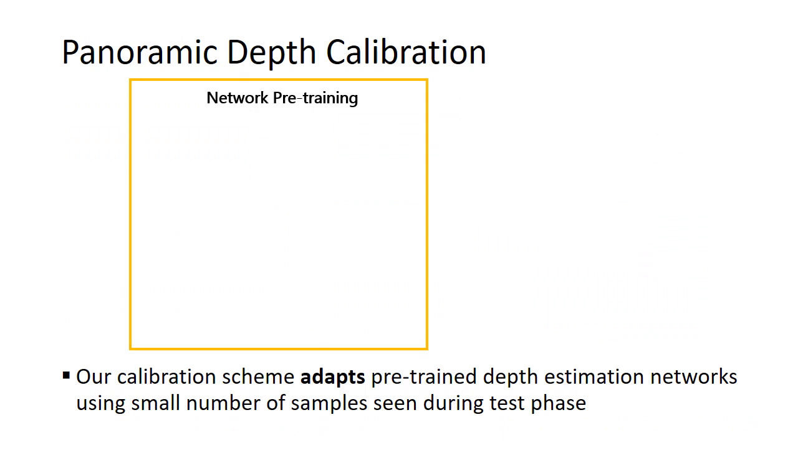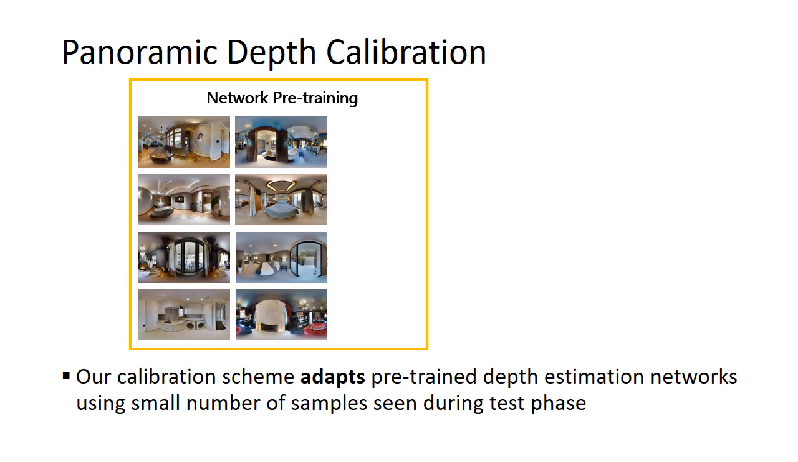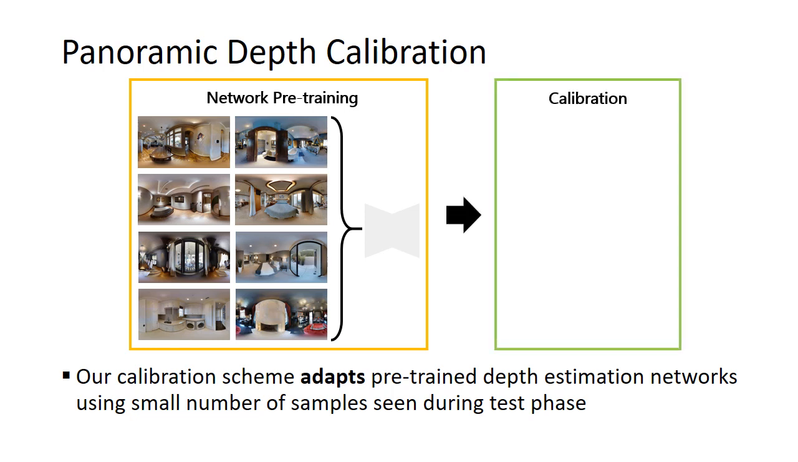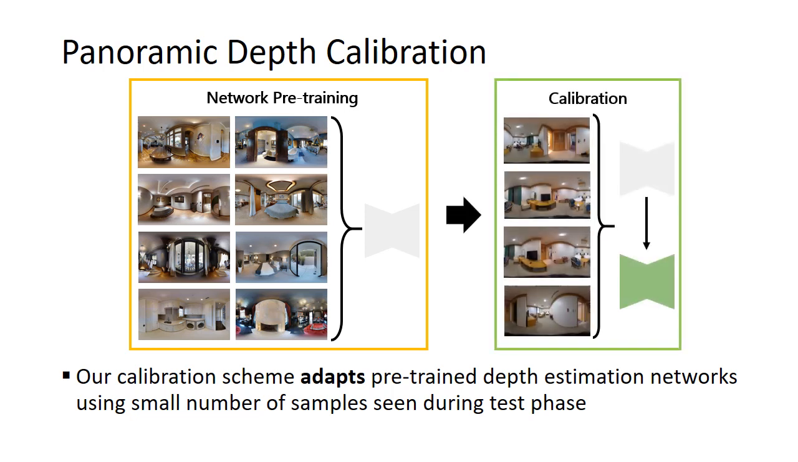We propose a calibration scheme to better adapt panoramic depth estimation networks during deployment. Given a network pre-trained on a large number of panorama images, our calibration scheme aims to enhance its performance in new, unseen environments by training the network on a small number of test samples.